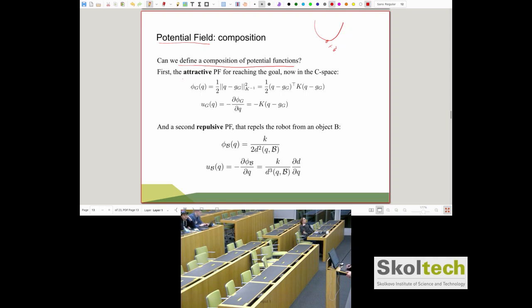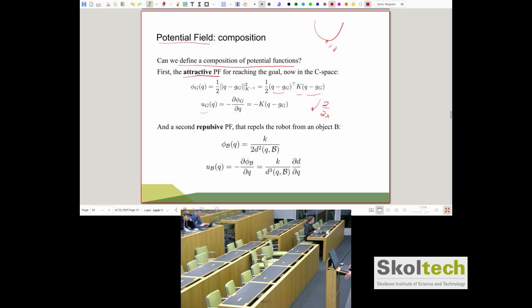So, as I said, the first one would be an attractive potential, right? This could be just distance. I mean, this is distance, just weighted by this. And then this solution is just going to be the derivative of this. So you just do the derivative.